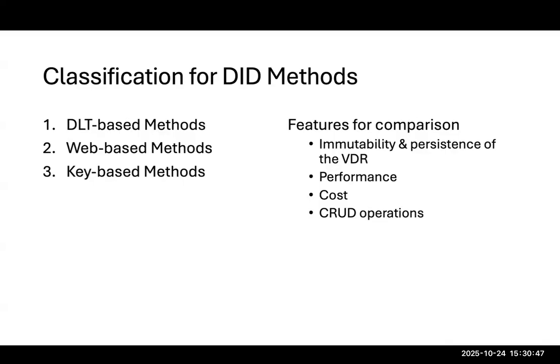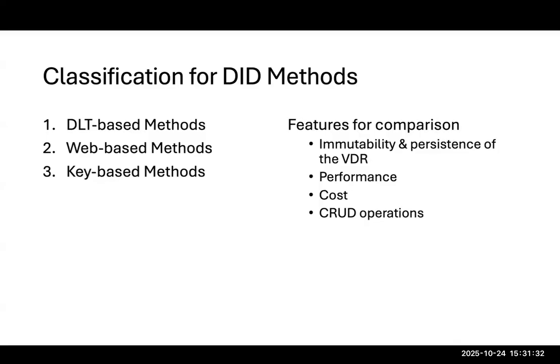DLT can, for example, provide you real immutability at the core of the working principle of the DLT itself. If you want, for example, immutability in web infrastructure, you have to implement further best practice solutions to provide immutability or at least an integrity check of the information, no? So you have to add some more technologies to really have a sort of immutability. Persistence also.